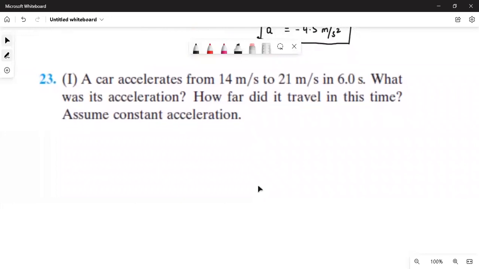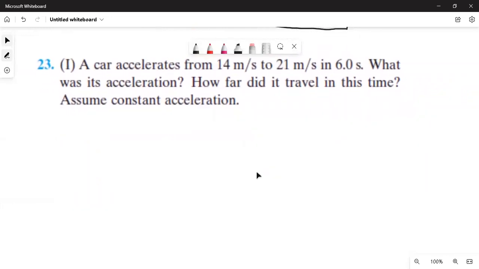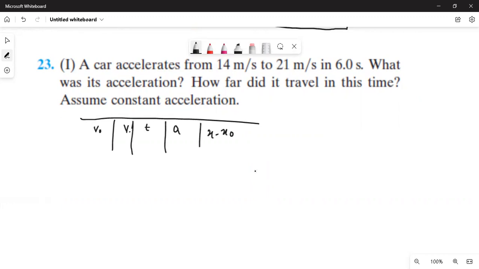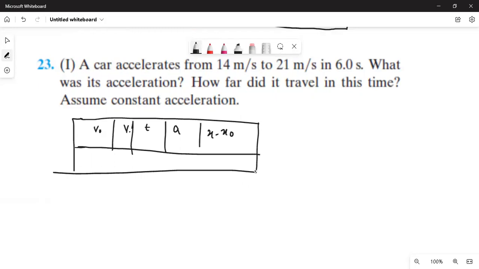Okay, this is 23. First, what is the first step? We take that in the notes. First, we will make a table of variables. I am going to make a table of 5 variables: v naught, v, time, a, x minus x naught. Can you give me the values, please?